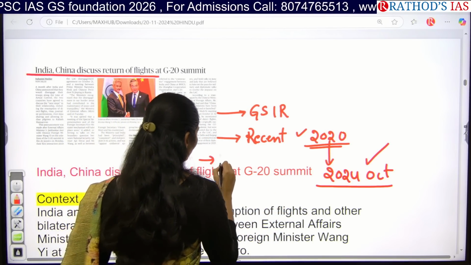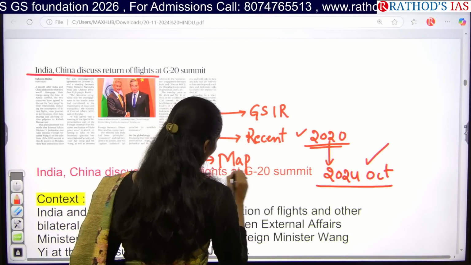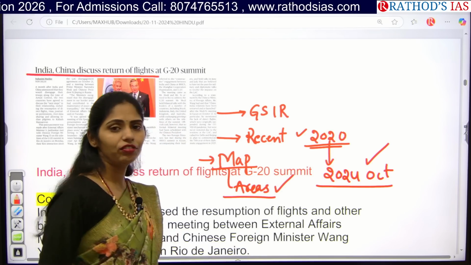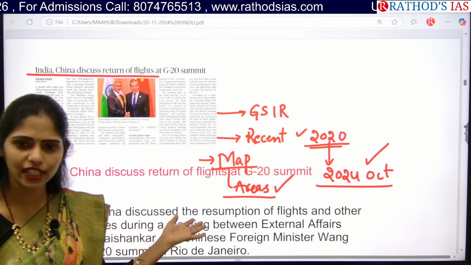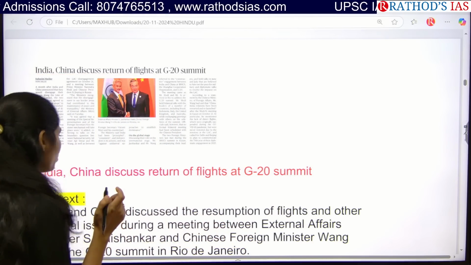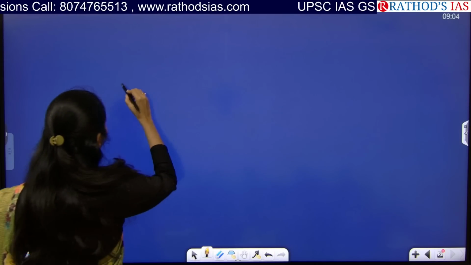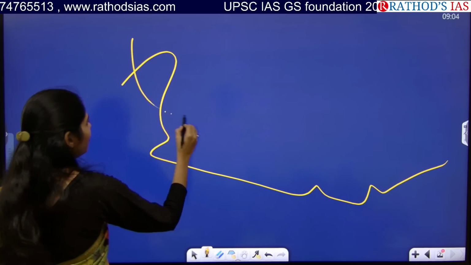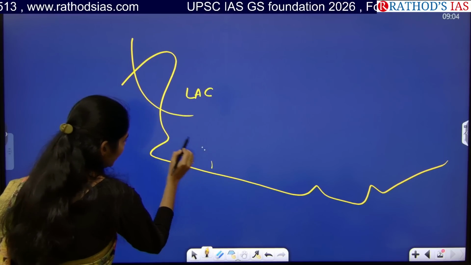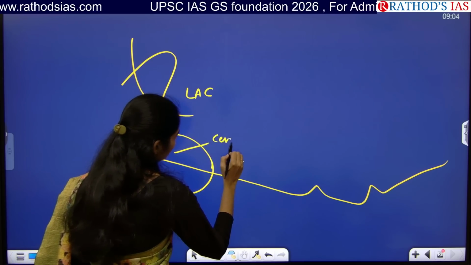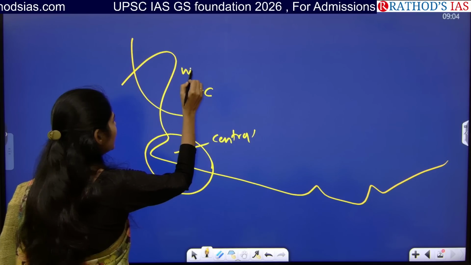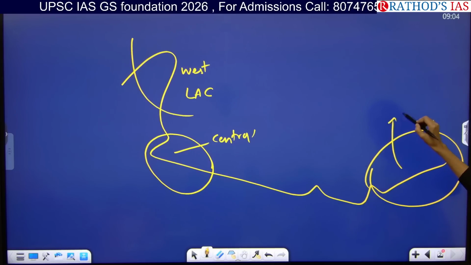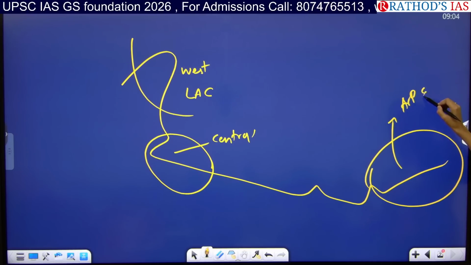Especially you have to see the map between India and China and which are the areas under conflict between India and China. We have the western sector, central sector and eastern sector. You have to see that map. So if you draw the map here, here we have the issue that is the LAC region, and here the central sector, and this part comes under the western sector, and here they are claiming entire Arunachal Pradesh, which comes under the eastern sector.